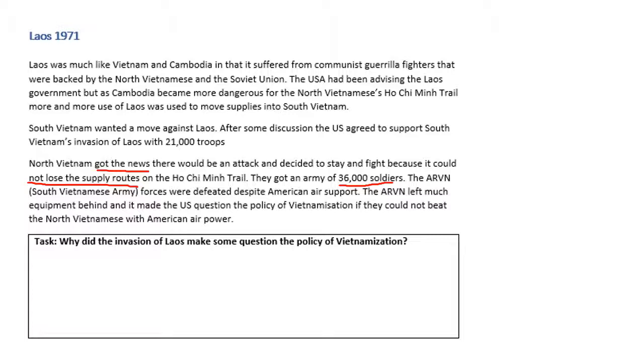Now, the ARVN were defeated despite the fact they had lots of American air support. And what was really critical was the ARVN left so much equipment behind, guns, artillery, you name it, they left it behind. It made Americans question the policy of Vietnamization. Could they trust the South Vietnamese to stay and fight if they were losing battles like this? Especially since they had American air power, how would they be when the Americans left? And that really answers that question there. It's this idea that the ARVN are not capable of fighting on their own.